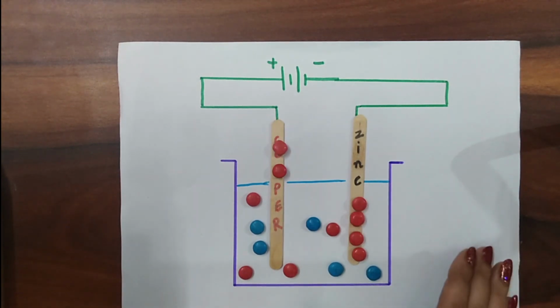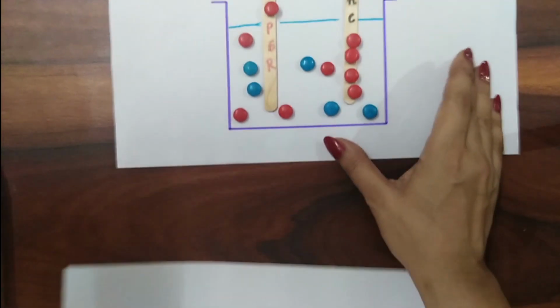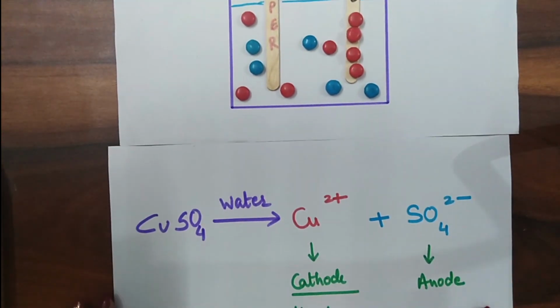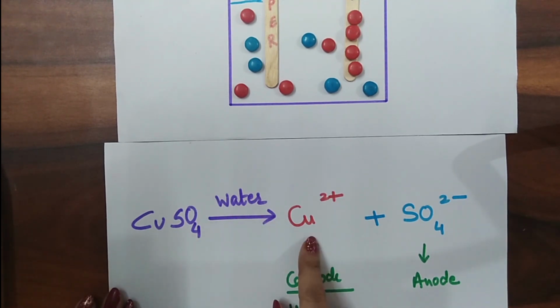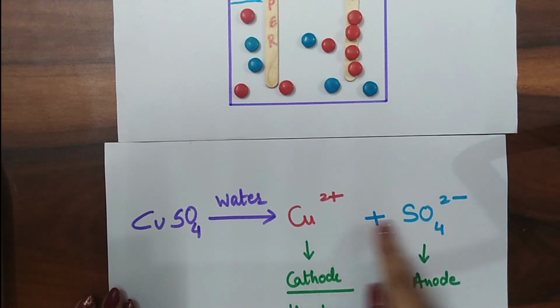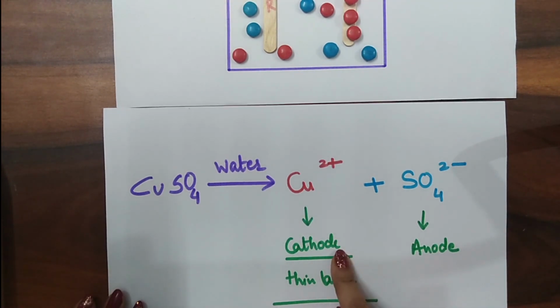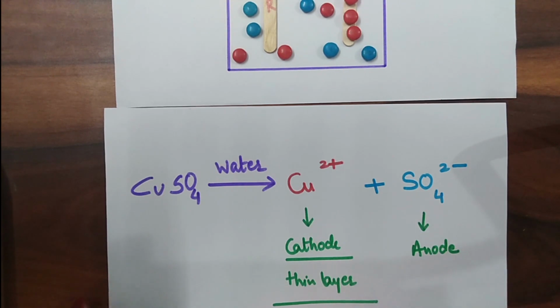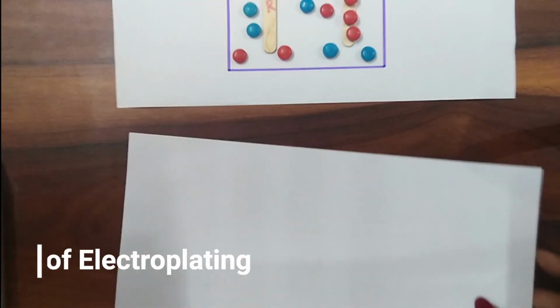Now this can also be understood by writing this, where copper sulfate, once dissolved in water, will dissociate into copper ions and sulfate ions. Sulfate ions will be moving towards anode and copper ions will be moving towards the cathode to form a thin layer. Now another important thing is, what is the need of electroplating?